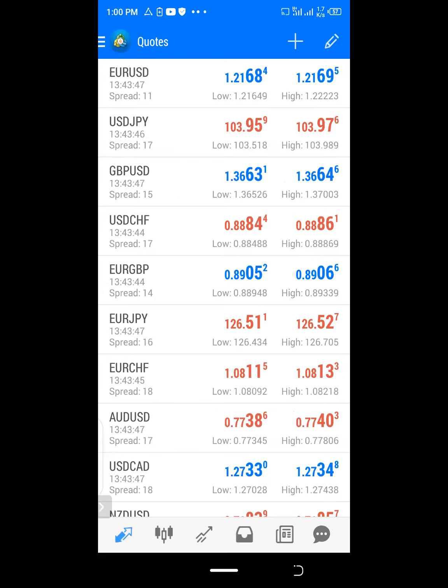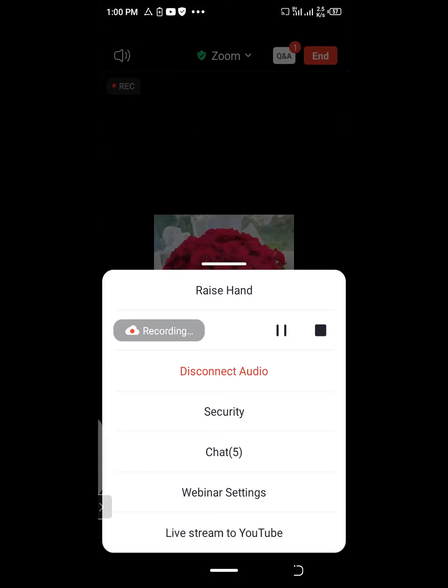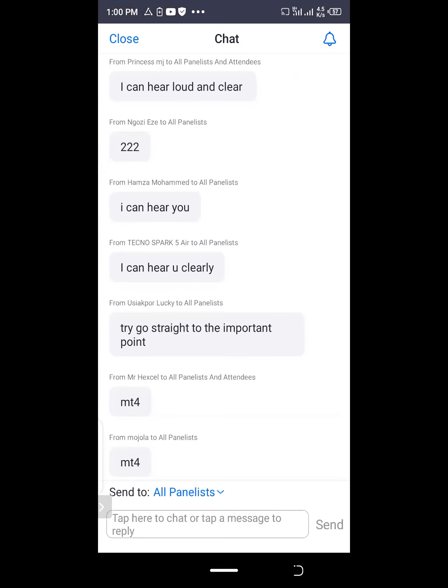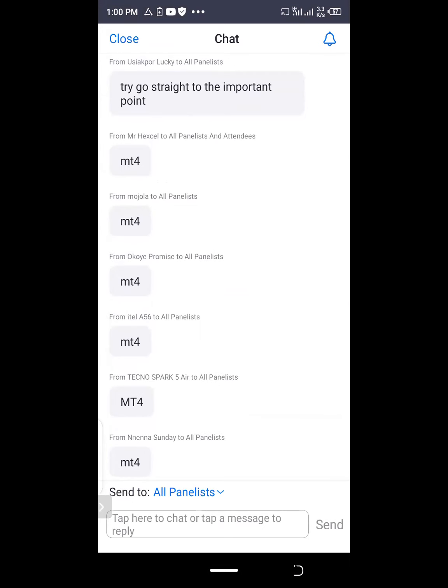Can somebody type MT4 into the chat box? I like my class very, very interactive.